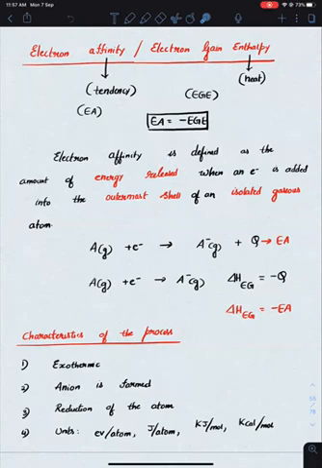In general, always the first electron gain enthalpy will be exothermic. मतलब always the energy will be released. This is in general, apart from some particular elements. Okay.